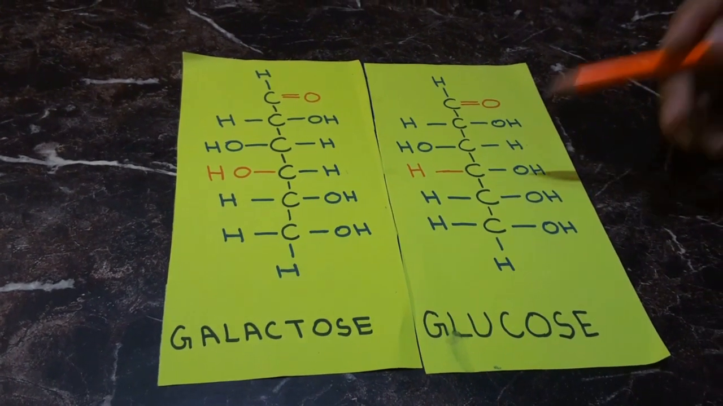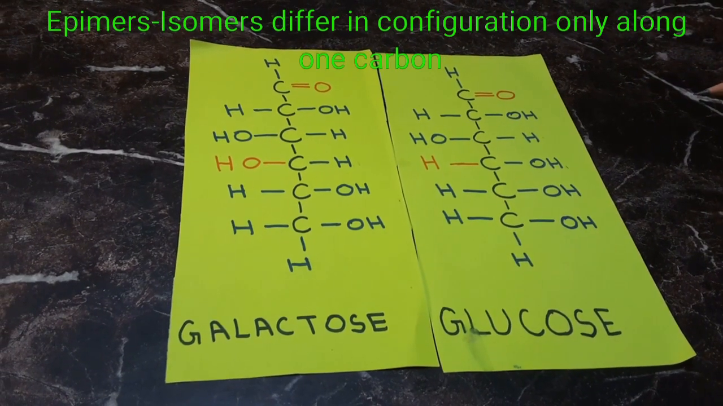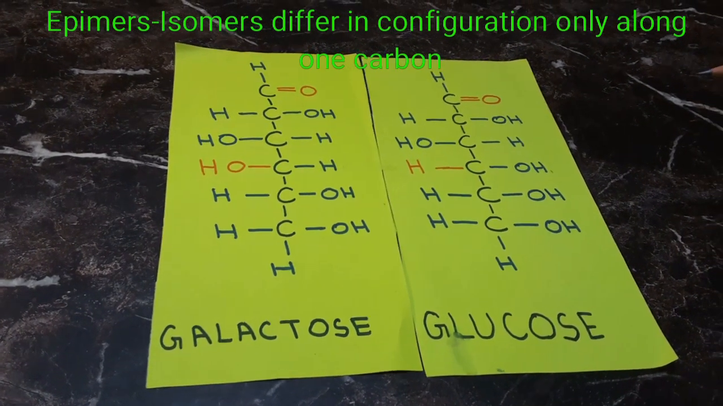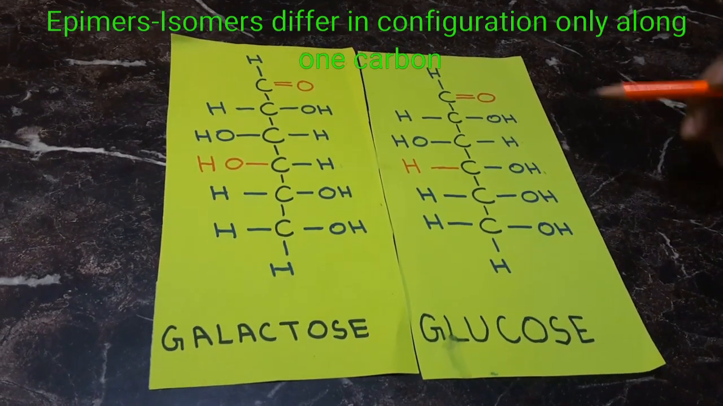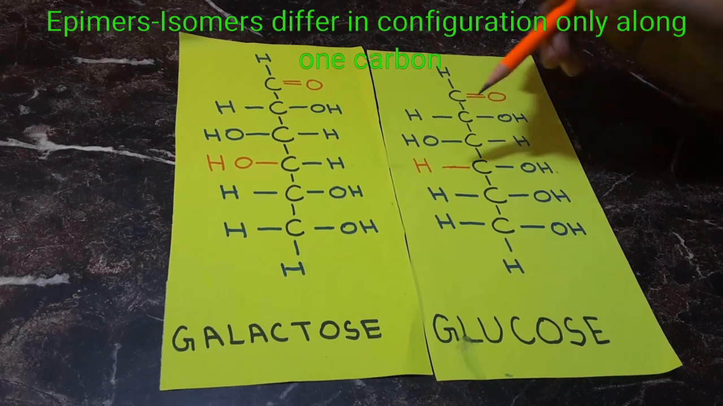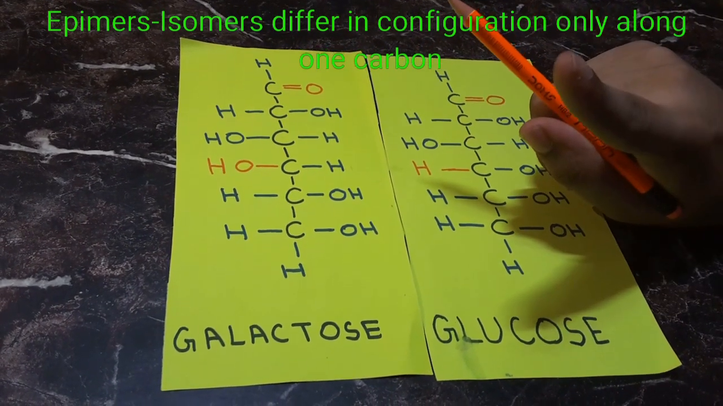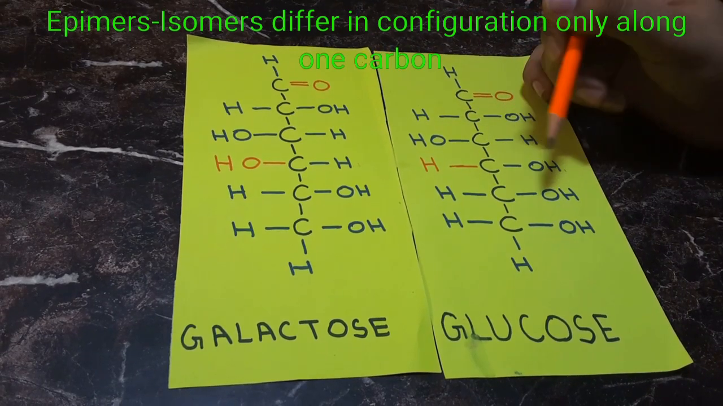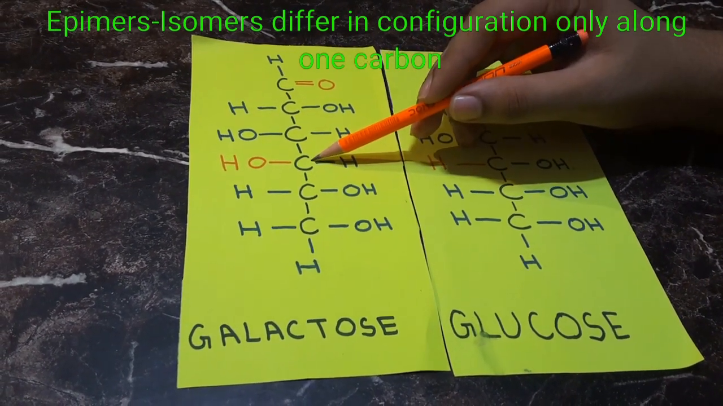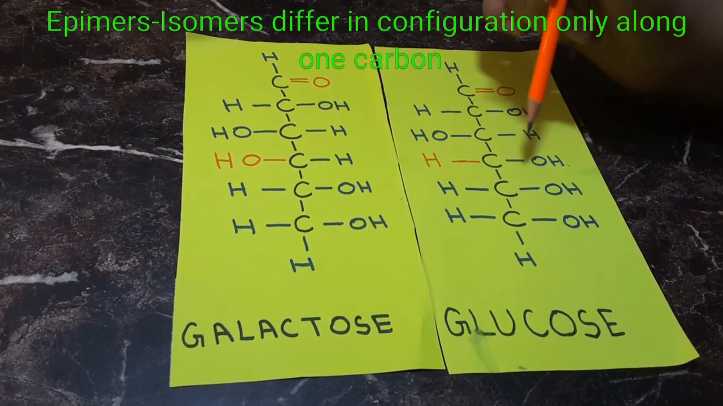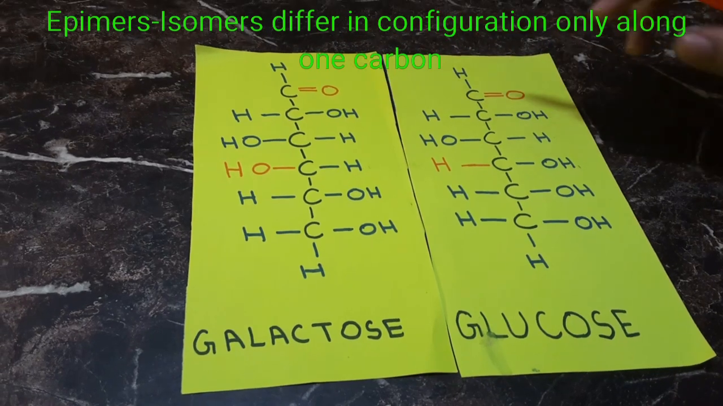So glucose and galactose are called epimers. Epimers are stereoisomers where the orientation of H and OH differs only at one carbon. So here the position of H and OH differs only at one carbon, that is the fourth carbon. So glucose and galactose are epimers.